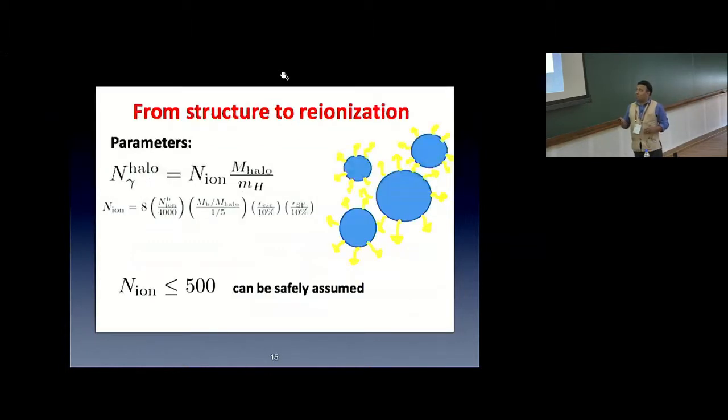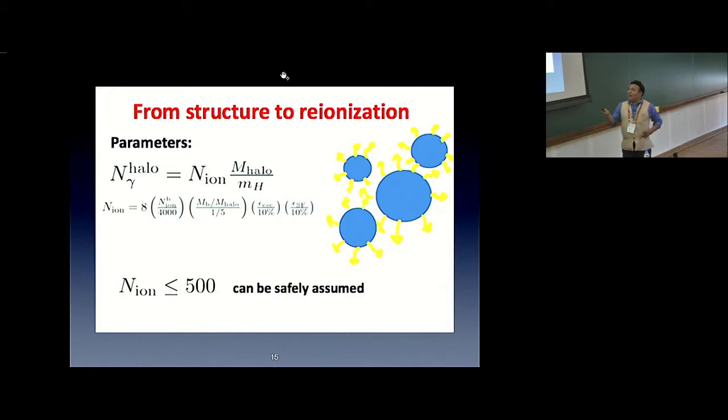So now once you have a halo mass function, from there you can go from structure to reionization. And there, because these are the halos, a few parameters go into the game which are highly unconstrained. Those are the escape fraction, because you know that star formation happens and not all the photons will escape, and then the star formation rate, and then there is a proportionality constant, basically called n-ion baryon, and all these parameters can be taken into an n-ion. And this is an unknown parameter.